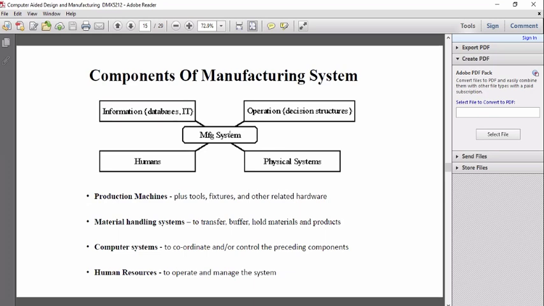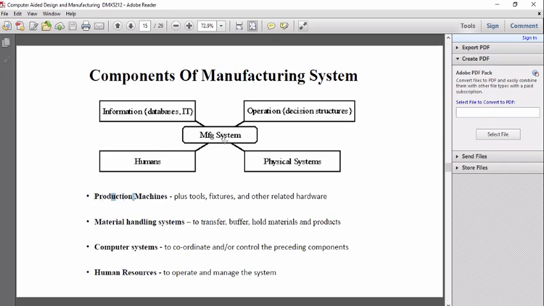And there are components of a manufacturing system. The components are production machines, material handling systems, computer systems, and human resources. Production machines are the machines that are in the factory. Material handling systems are the way or the machinery which can transfer, buffer, and hold materials or parts. The computer control system is to control the factory operations. And human resources are to operate and manage the system or the factory.